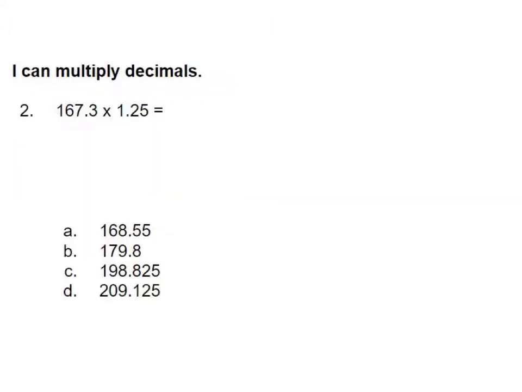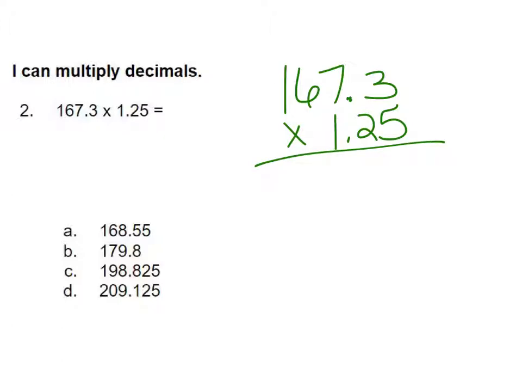Okay, so here it says I can multiply decimals. So basically you do not need to line up the decimals. All you have to do is multiply it like it was just normal numbers. So I'm going to go ahead and do the 5 first. So 5 times 3 is 15. Carry the 1. 5 times 7 is 35 plus 1 is 36.